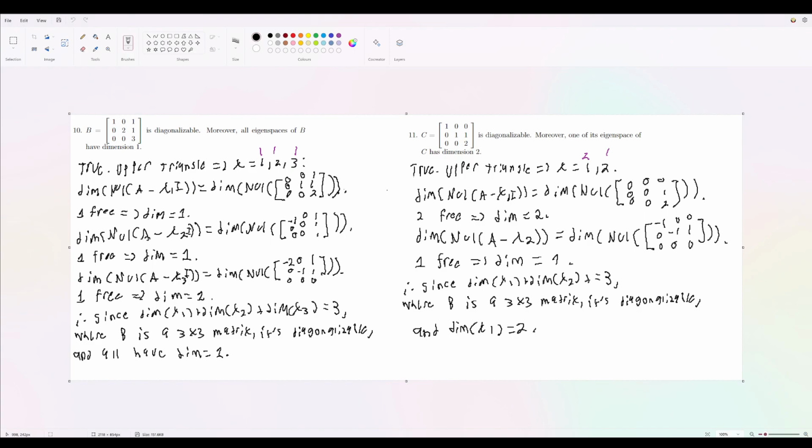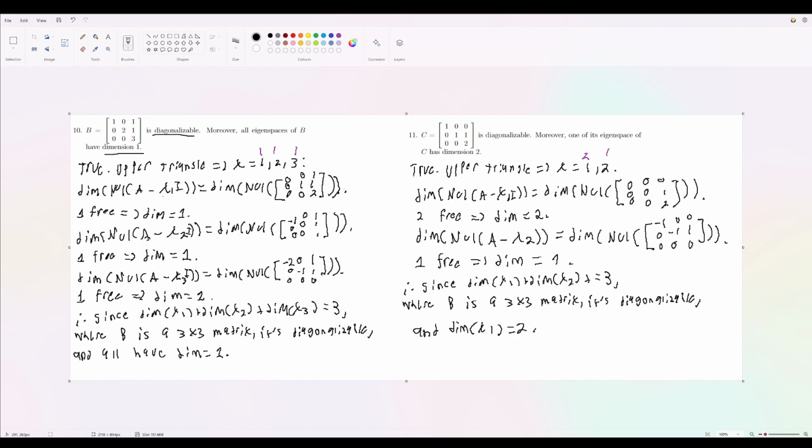10, this is where I did a little step skipping. So B is diagonalizable, moreover all eigenspaces of B have dimension 1. Once again we have our upper triangle, lambda is equal to 1, 2, 3. So we do the dimension of the null space of A minus lambda 1 I, equals the dimension of the null space of this. And this is the part where you can actually skip a few steps. We can just recognize that we have one free variable over here, so that means it's going to have dimension 1. Since it's only asking if it's diagonalizable and if it has dimension 1, we do not need to show the eigenvectors. That's extra work. So one free variable is just dimension 1.